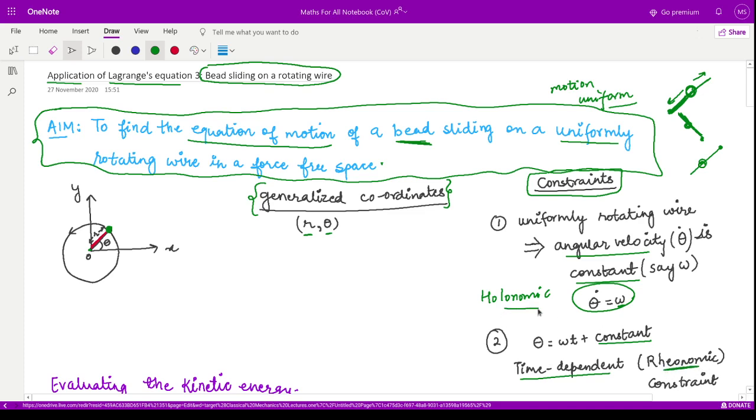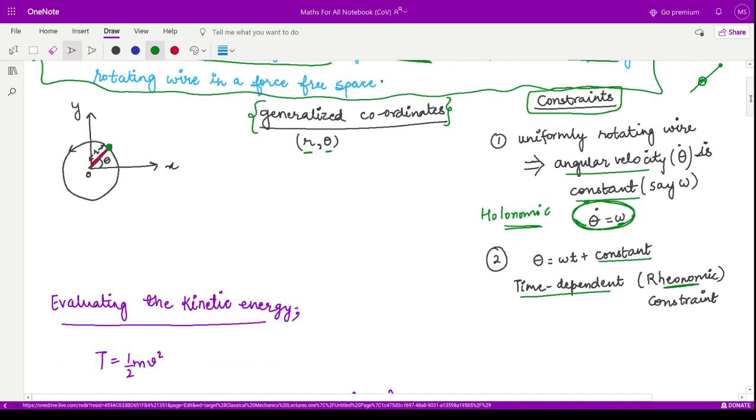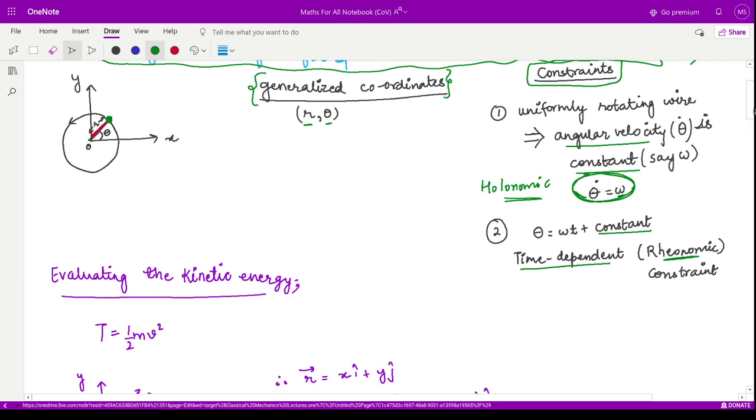So we have two constraints for this. Because the derivative of theta with respect to time is equal to a constant, that means the angular velocity is constant. So let us see how this affects the motion of the bead in a rotating wire. After having decided all these parameters, the next step would be to find the kinetic energy.